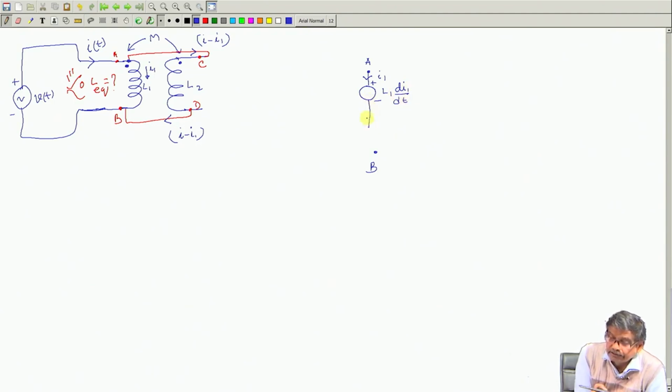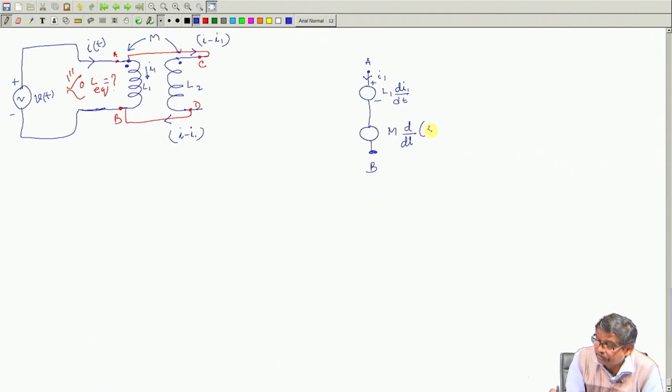But I know the second coil is carrying current and there is a mutual coupling between these two. So, there will be another source of EMF here. What will be the value of that? M d/dt of the current in the second coil, which is I minus I1. That is what it came out to be.